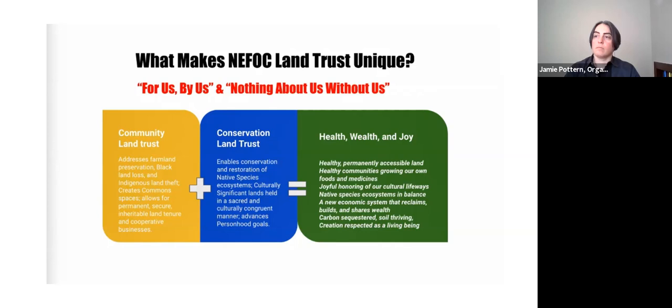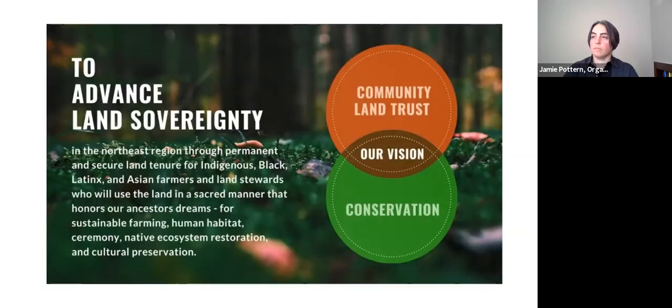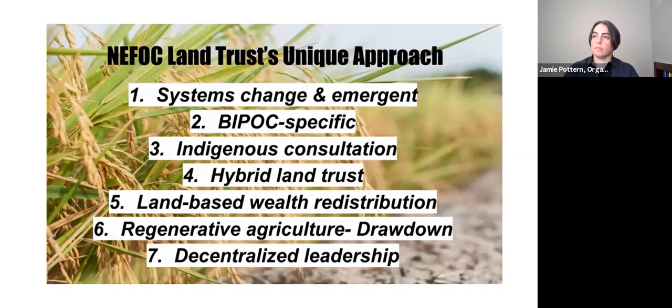We're looking at drawing down carbon, building thriving soil, and respecting nature as a living being. So some of our unique approach is that we're deeply rooted in systems change and emergent strategy. Everything that we do is based on looking at the root cause. A lot of the root cause of the lack of land access for us is systemic racism. We are BIPOC specific. We're also 100% BIPOC led.